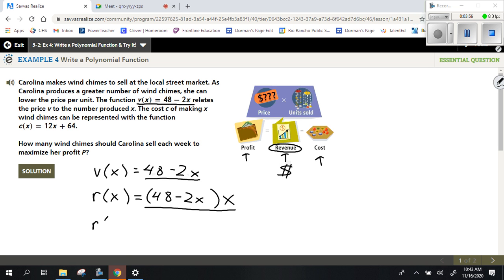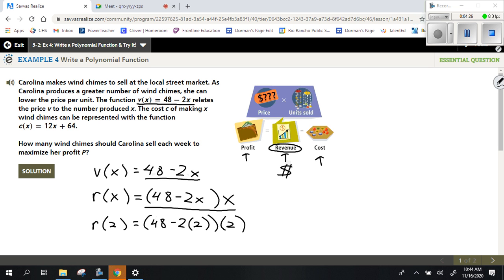Because if we look at R of 2, so she sells 2 items, we put this 2 in here to figure out the price, and then we multiply it again by 2, so we figure out how much she makes when she sells 2. So it looks like we have our revenue equation, which is R of X equals, in parentheses, 48 minus 2X, close parentheses, times X.